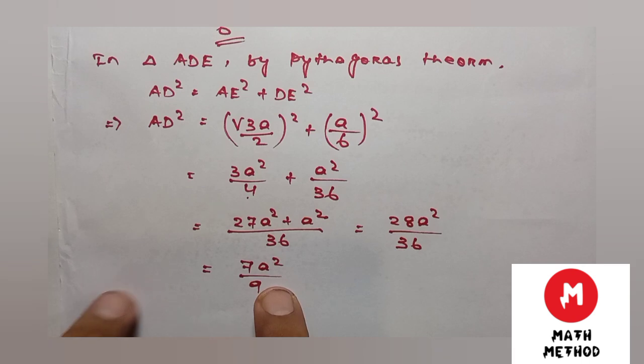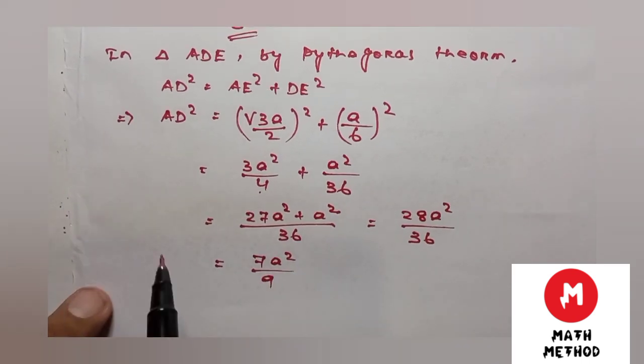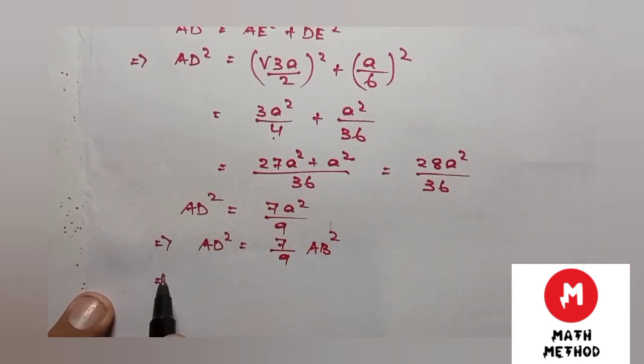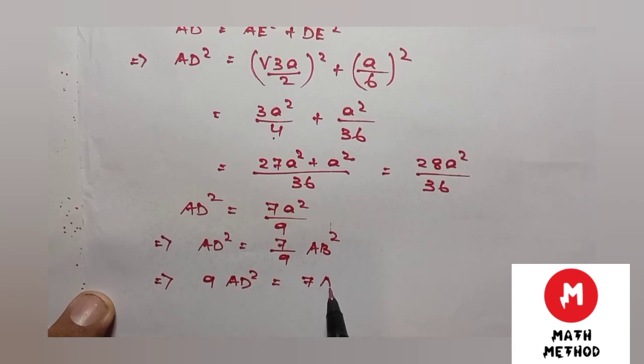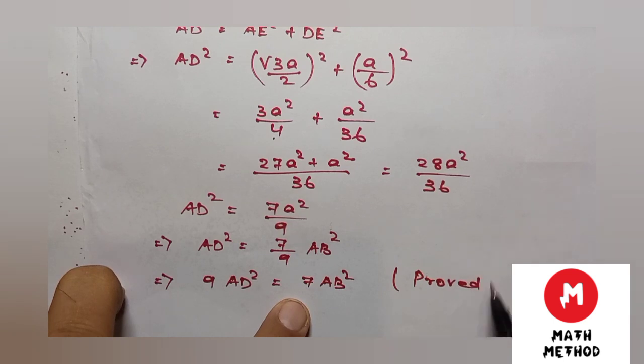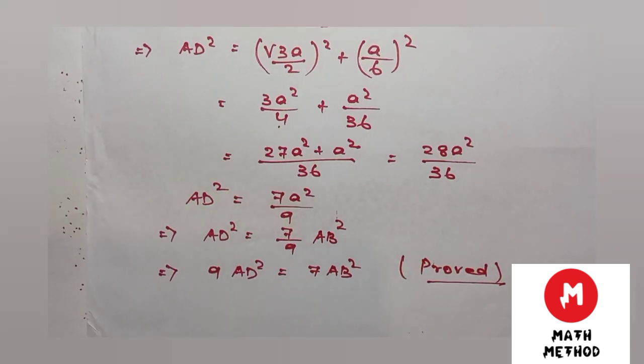So this is our 7 by 9 a square. AD square is equal to 7a square by 9, which implies AD square is equal to 7 by 9. I can write a square, in place of a I will write AB, so this becomes AB square. Now cross multiplication: 9 AD square is equal to 7 AB square. This is what we had to prove. Question number 15 is over.